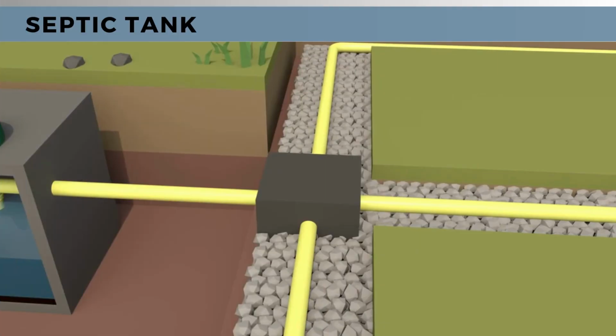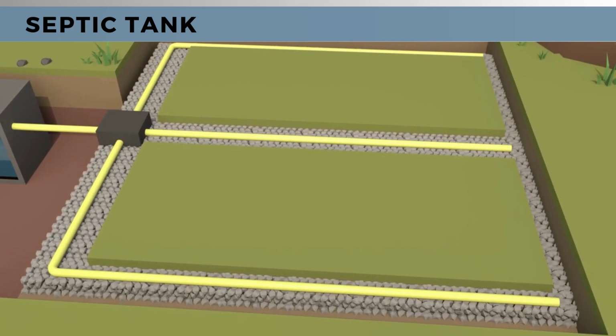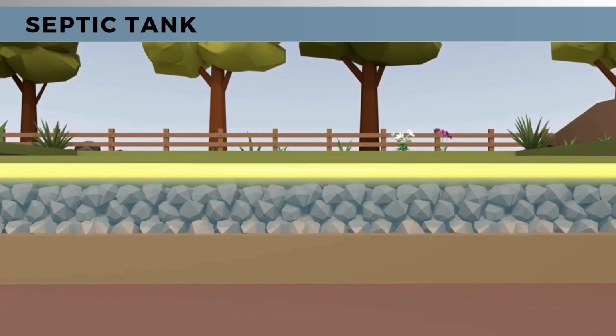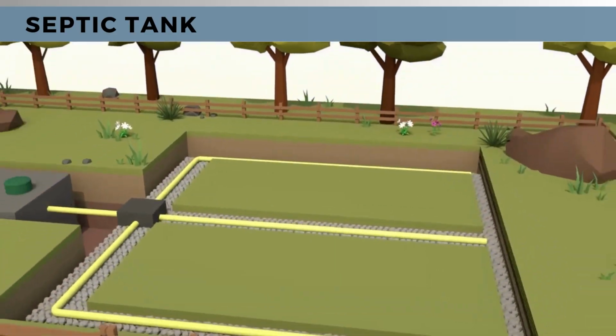In the drain field or leach field, the effluent flows into a series of perforated pipes buried in trenches filled with gravel. The wastewater slowly seeps into the surrounding soil, where it is further filtered and treated by natural biological processes. The soil and its microbes help remove pathogens and organic matter before the water reaches groundwater.